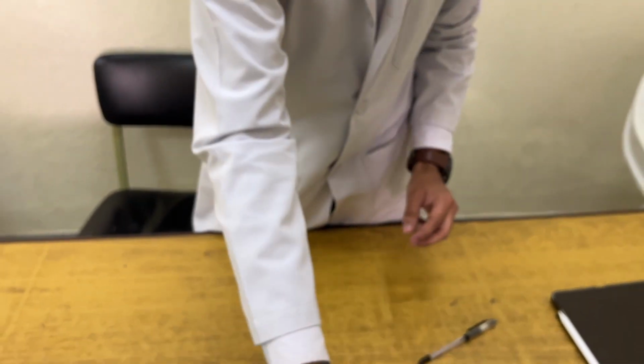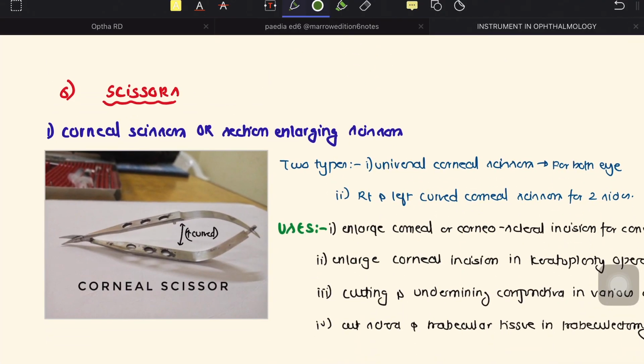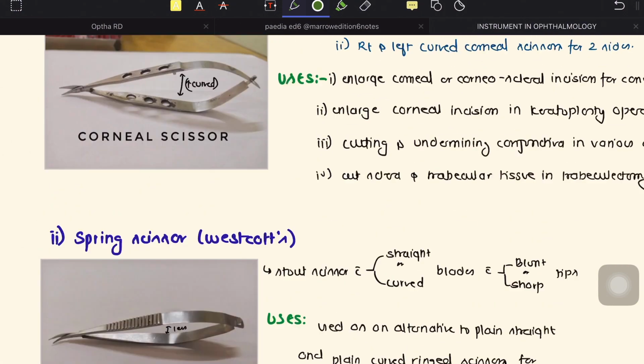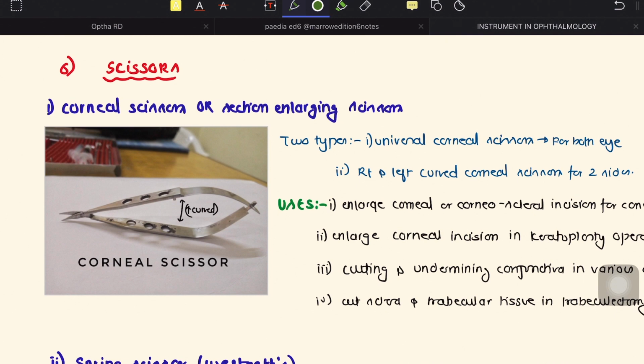The next instrument that we are going to talk about is scissors. There are different scissors which are used in the ophthalmology department, but the common scissors are the corneal scissor, the next one is the Westcott scissor, and the next one is the Vannas scissor. So we'll learn about the uses, and we'll also learn how to differentiate them.